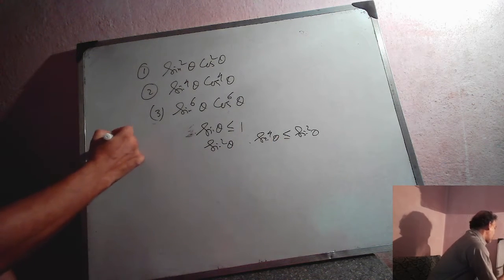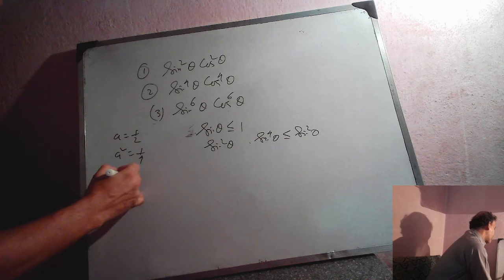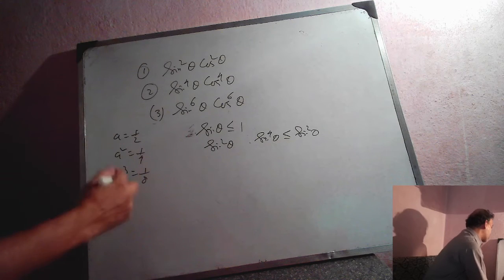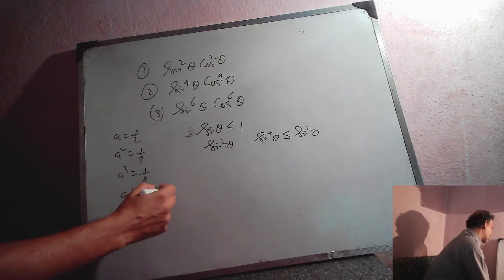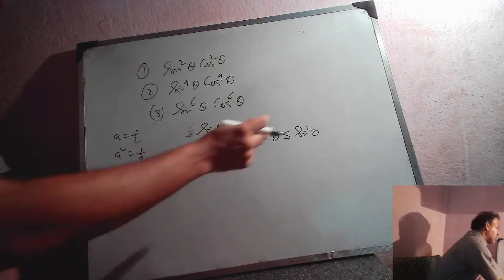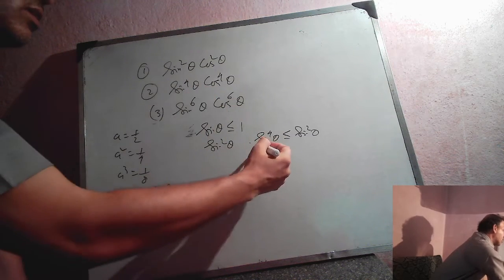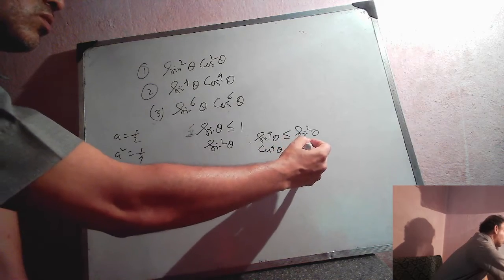Suppose a equals half, then a square equals 1 by 4, a cube equals 1 by 8. Which one is greater? A is greater. So a is greater than a square, greater than a cube. Similarly, sin square theta will be greater than sin 4 theta. Now cos 4 theta is greater than or equal to cos square theta.